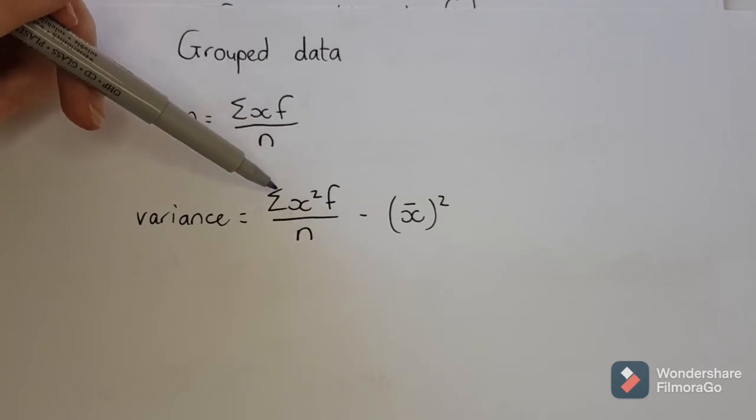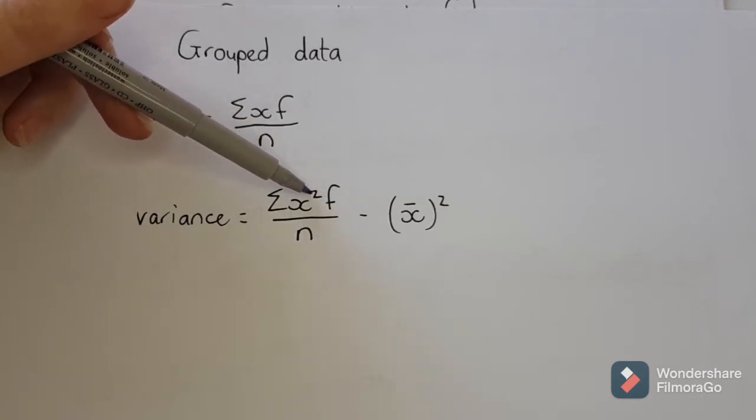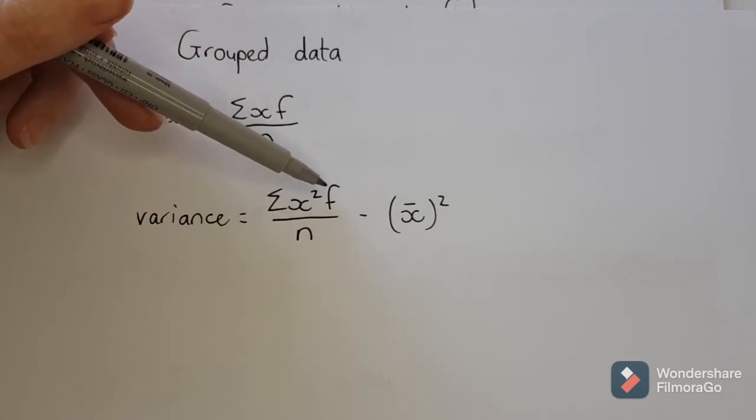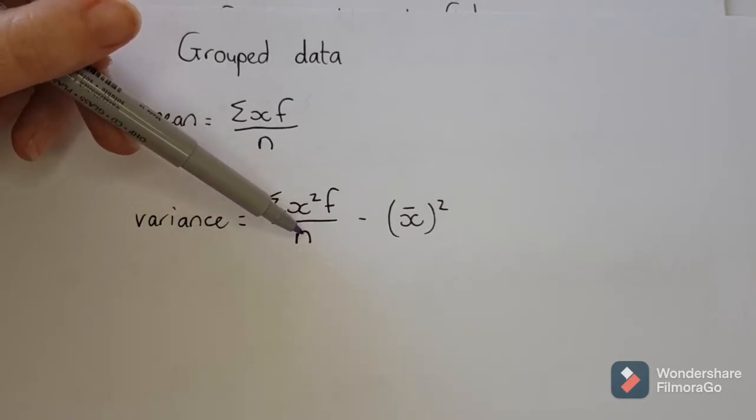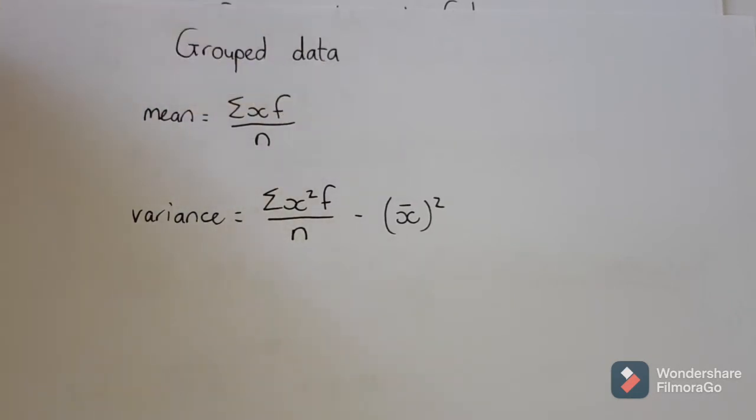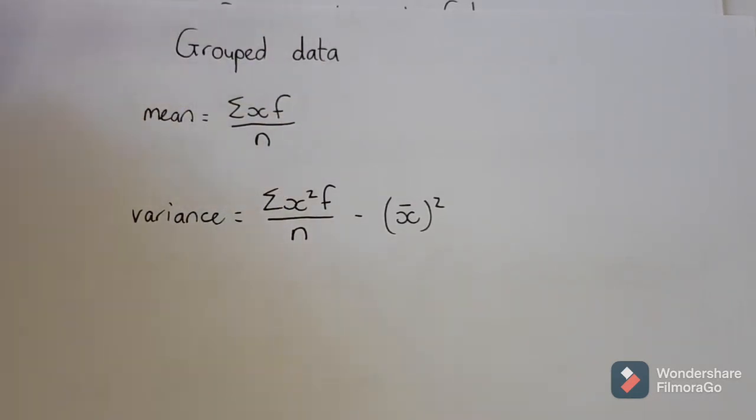Variance is then going to be sum of x squared times the frequency. So first you square each x value, then you times it by frequency, and then divide it by the total number that you sampled, minus that mean squared. And then standard deviation is still going to be the square root of the variance.